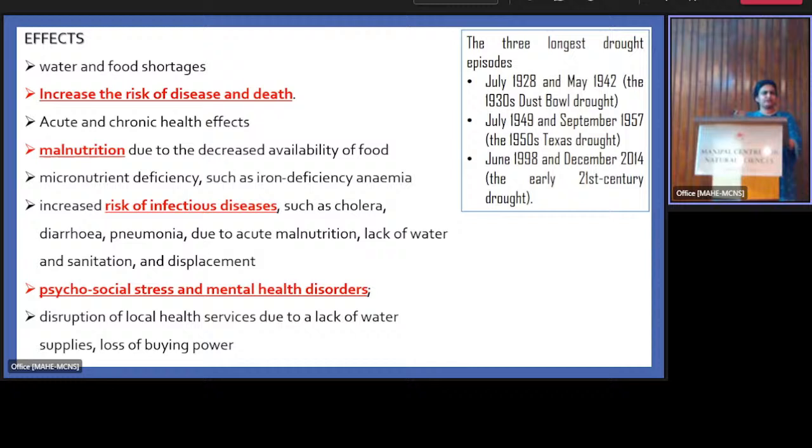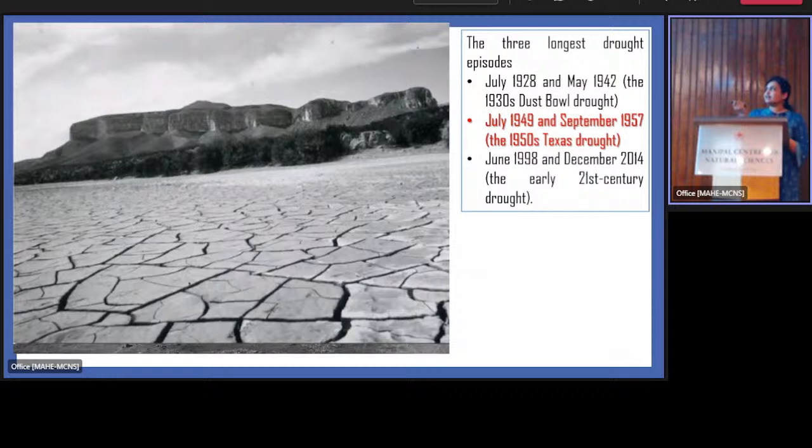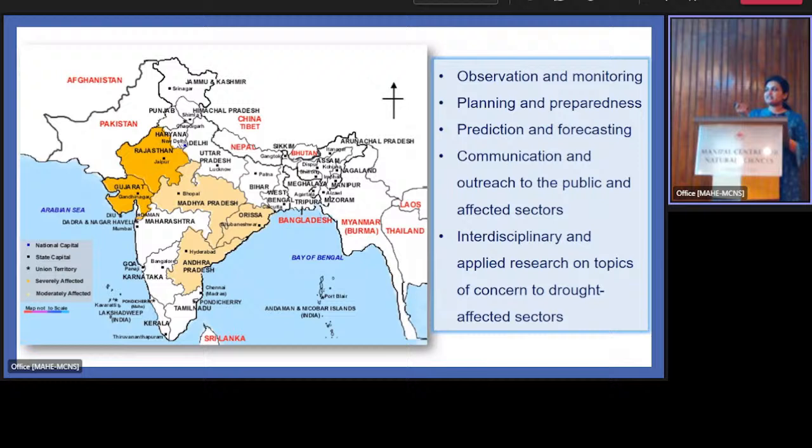But after all these things, they are not prepared. That's the scariest thing. These are the three longest drought episodes that have been recorded in ancient times. And in India, Gujarat and Rajasthan are severely affected, while Madhya Pradesh, Odisha, and Andhra Pradesh are moderately affected states.